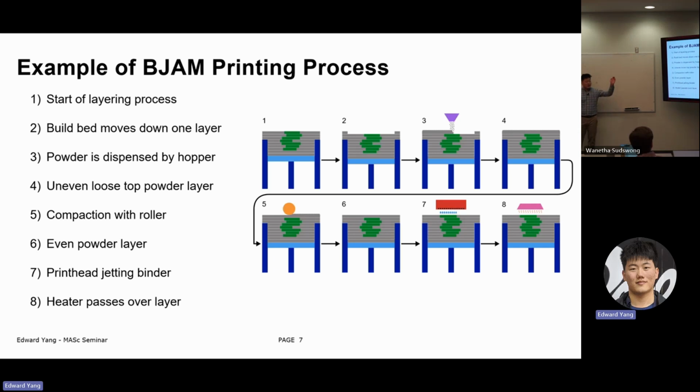And afterwards, a print head passes over and deposits droplets of binder. Typically, this is a print head like something you would see in an inkjet printer, working on piezoelectric or thermal properties. And then lastly, a heater lamp passes over the print bed to partially evaporate the binder. So this is just one example of how binder jetting can be done. There are other ways that this has been implemented in different manufacturers' machines, but this gives an idea of what it looks like.